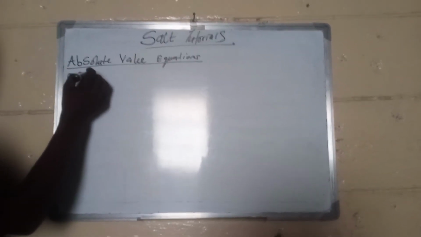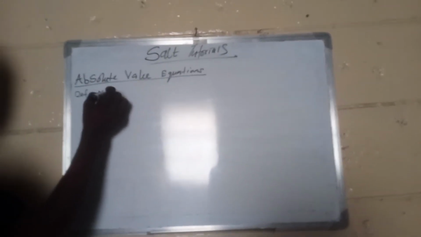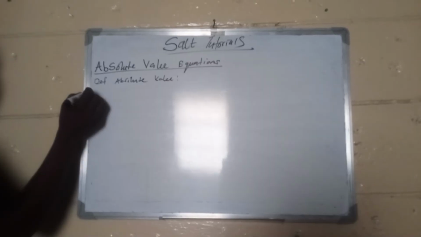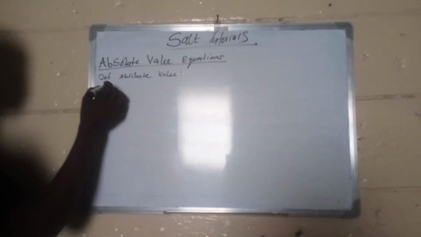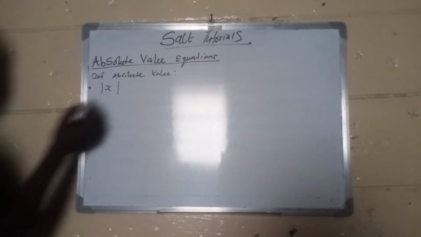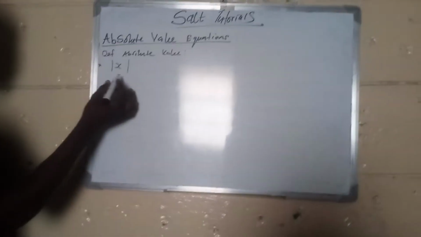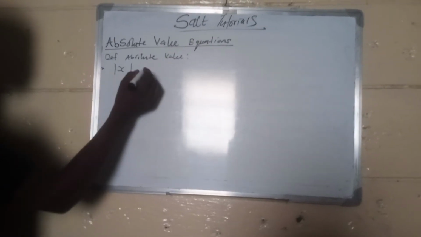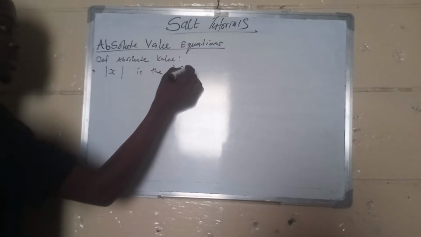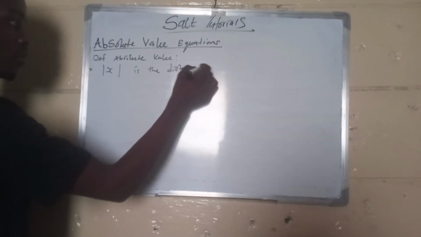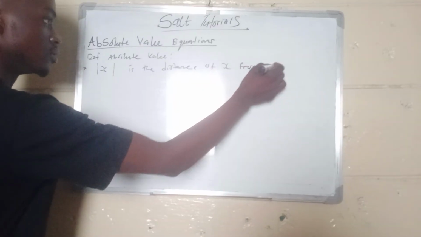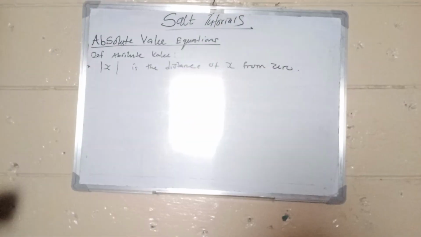Definition of absolute value. Mathematically, the notation we're talking about is the absolute value of x. When you are looking at the absolute value of x, what am I talking about? This basically talks about the distance of x from 0. The distance of x from 0.